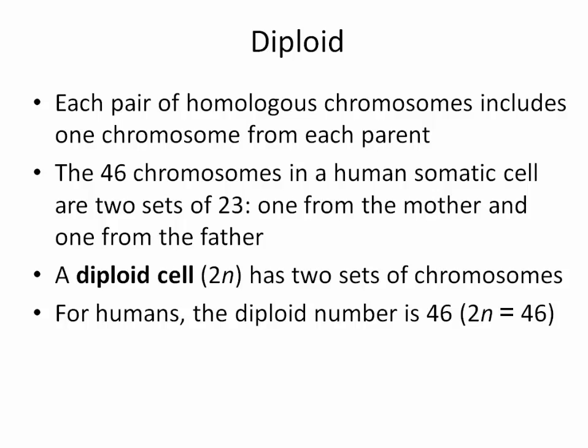A diploid cell, which we can always write in parentheses as 2N, has two sets of chromosomes. One N from one parent and one N from the other parent. For humans, the diploid number is therefore 46. So 2N is equal to 46, which means N is just 23.